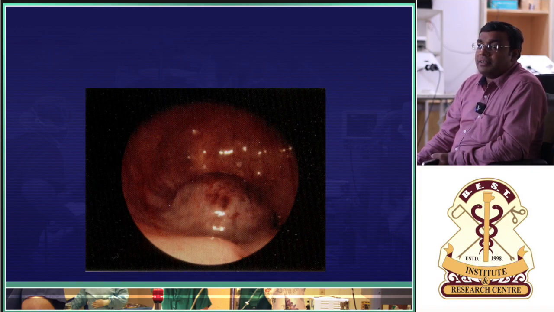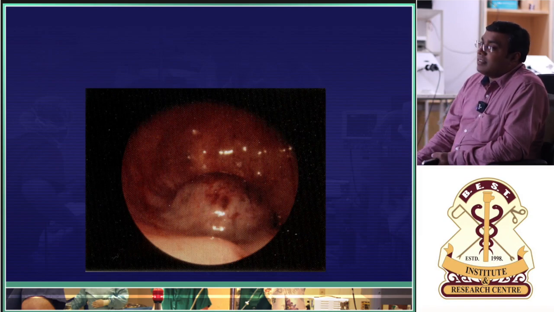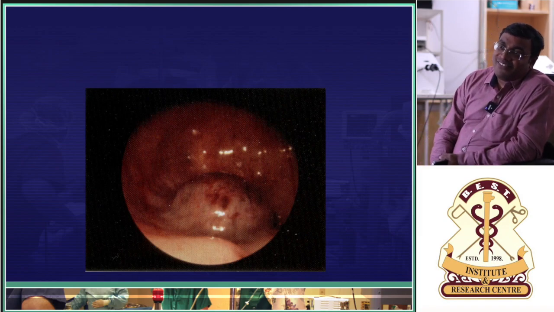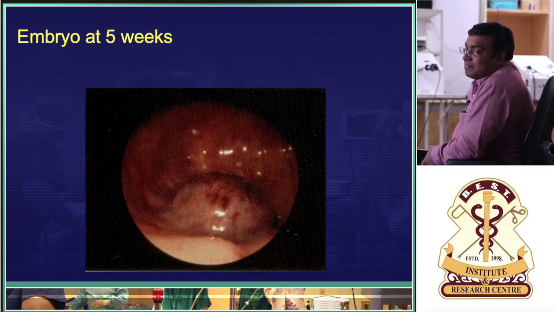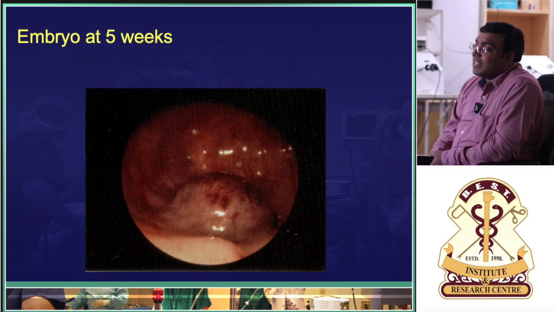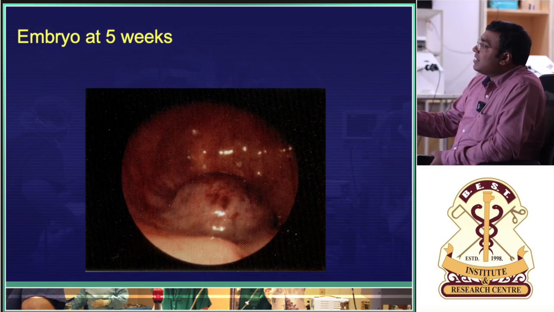Endometrial polyp. Pregnancy, it's a pregnancy at 5 weeks. It's a sessile. See this, it's a sessile thing, it's not pedunculated.